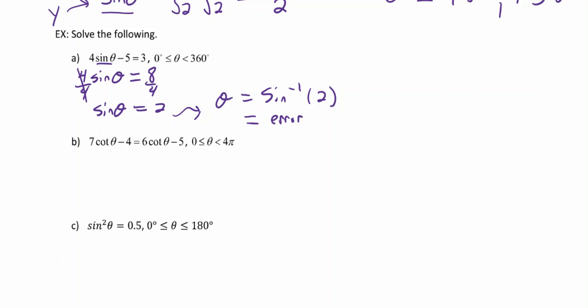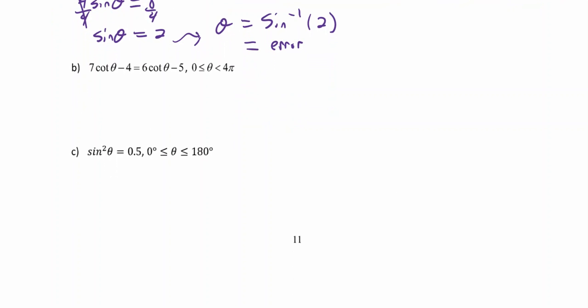Which means that doesn't exist. That's not on the unit circle. It doesn't actually work out for us, right? So you would say that there is no solution in that case, right? All right, let's do the next one.